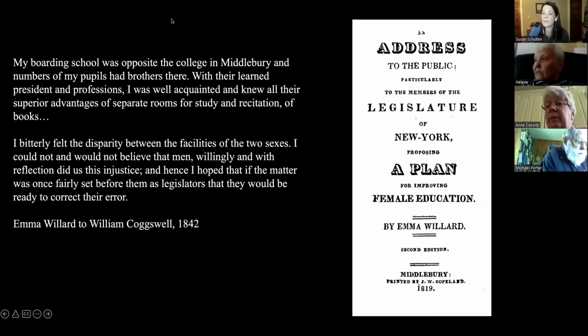The response is just what we would call crickets. There's no support from the president of Middlebury College. In fact, he won't even let her on campus to sit in on a college course and learn from what the boys are learning. There's no support from the state legislature. There's not even the willingness in the state capital of Vermont to let Emma Willard use a few vacant buildings to launch a new school.